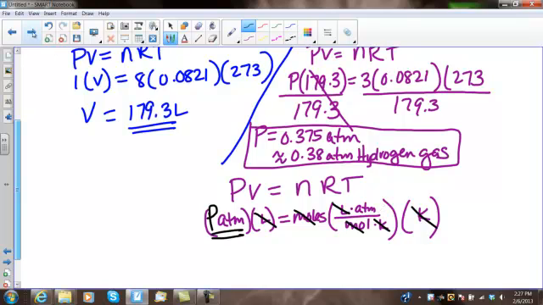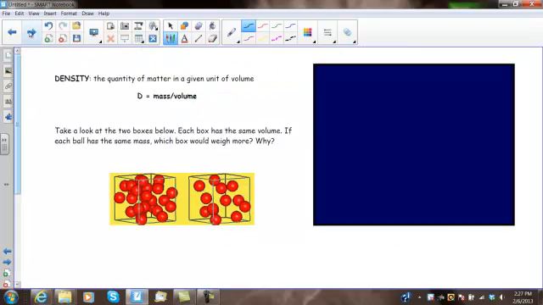We have one last thing to review very quickly, and that is density. You are all familiar with density from earth science, the quantity of matter in a given unit of volume. It equals mass divided by volume. We can find typical densities in Table S for all of the elements that are listed on the periodic table. Please don't forget about that. Regents loves to ask questions.